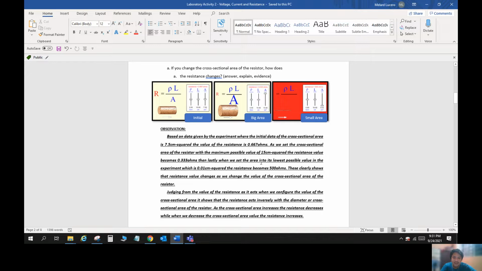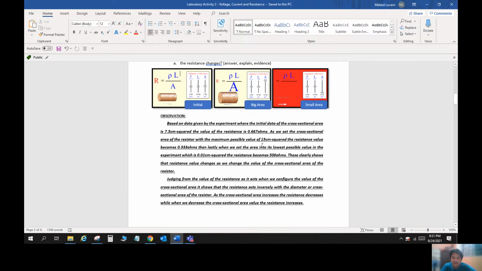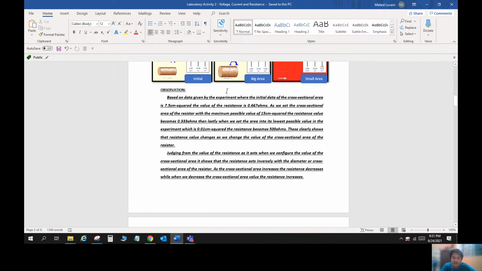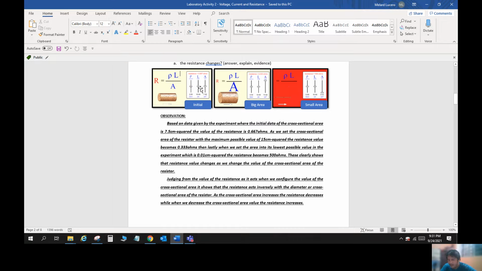Then lastly, when we set the area to its lowest possible value in the experiment, which is 0.01 centimeters squared, the resistance becomes 500 ohms. So, regarding this, we can identify that this clearly shows that the resistance value changes as we change the value of the cross-sectional area of the resistor.